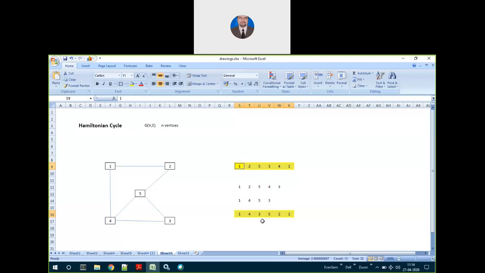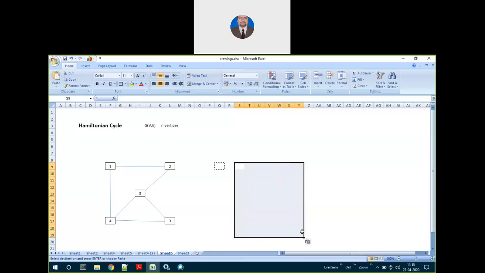Now let us try to solve this Hamiltonian cycle problem using the backtracking process, that is, by drawing the state space tree. Let me clear off these things here. Is this particular concept understood as of now? Are there any doubts? Yes, students, any doubts here?